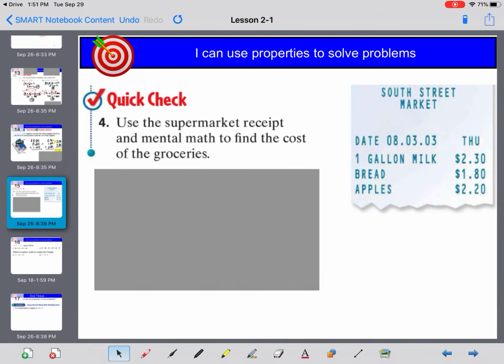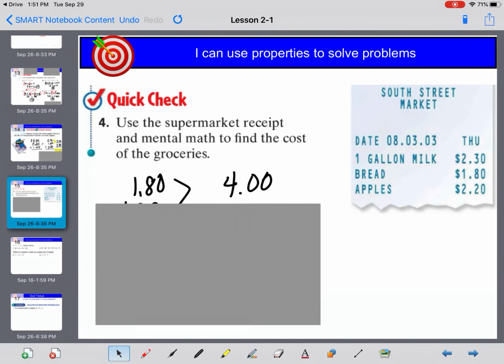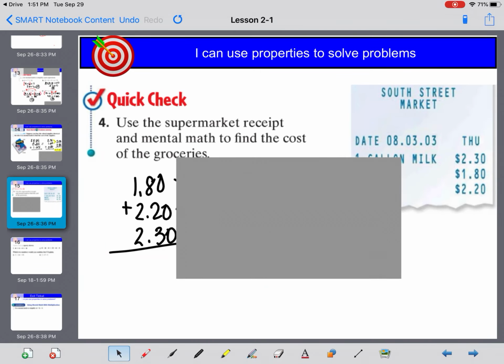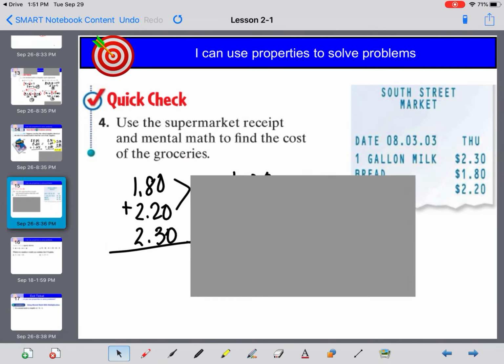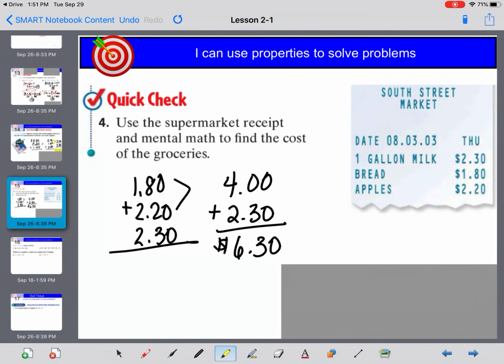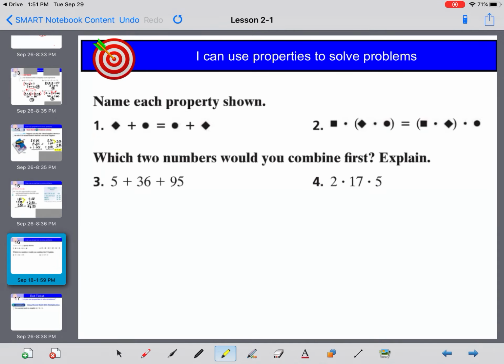All right, pause the video, try this one on your own. Change the grouping or the order of these numbers, group them together in a friendly manner, and tell me what my total is at the bottom of that receipt. Okay, at the supermarket, we end up with $1.80 plus $2.20 plus $2.30. Hopefully, everybody noticed that if I grouped together $1.80 and $2.20, it left me with $4. That's an even round number. $4 plus $2.30 is $6.30.